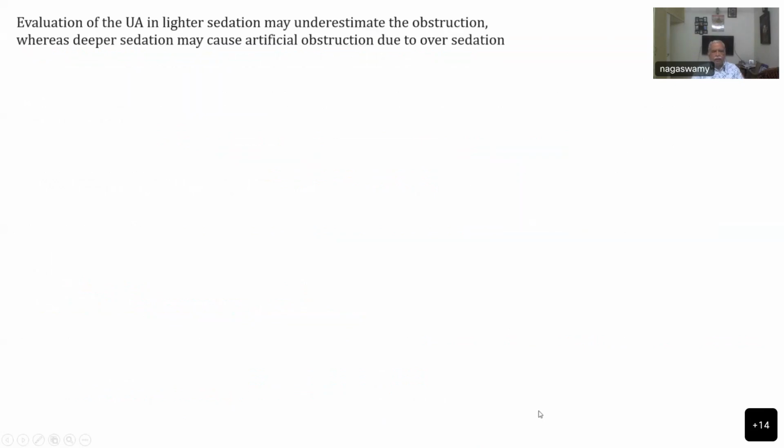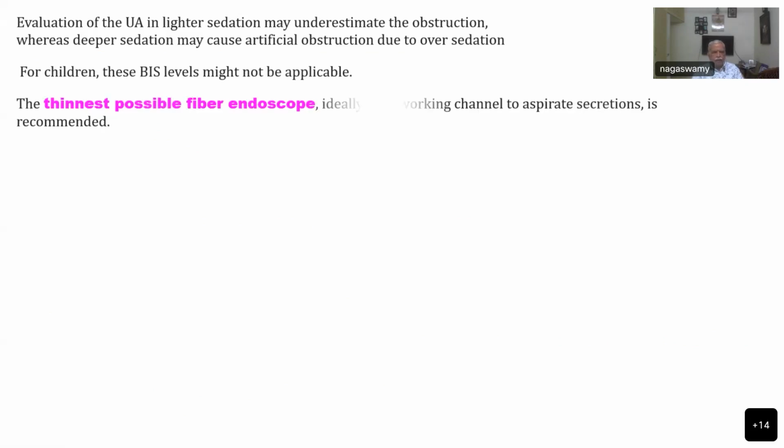And evaluation of the upper airway in a lighter sedation may underestimate the obstruction. So it has to be done at the correct plane or correct sleep stage. Whereas a deeper sedation may cause artificial obstruction due to over sedation. And for children, this is not applicable because these values do not correlate properly in children.